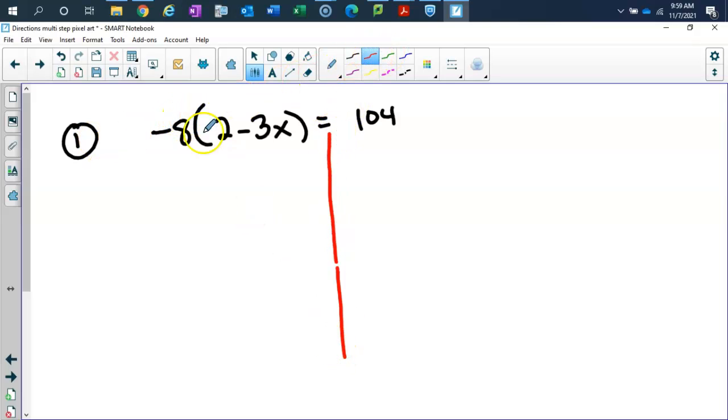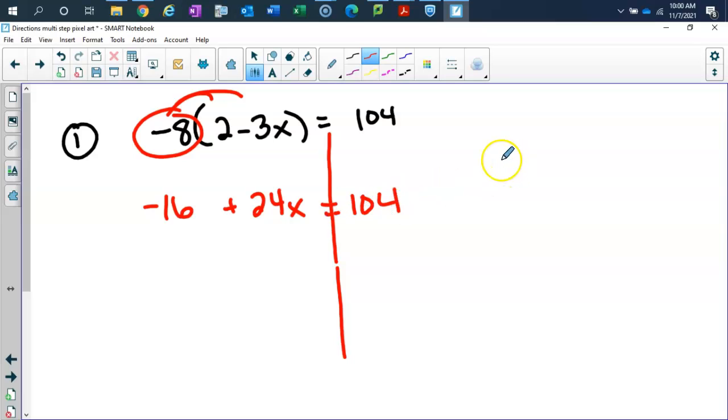Now, how do we solve this problem? Draw a line down the middle. On the left side, first thing we're going to do is distribute. Negative 8 times 2 is negative 16. Negative 8 times negative 3x is positive 24x equals 104. Remember, step 1 to solving equations is to simplify both sides, whether you need to use the distributive property or combine like terms. Do that first.